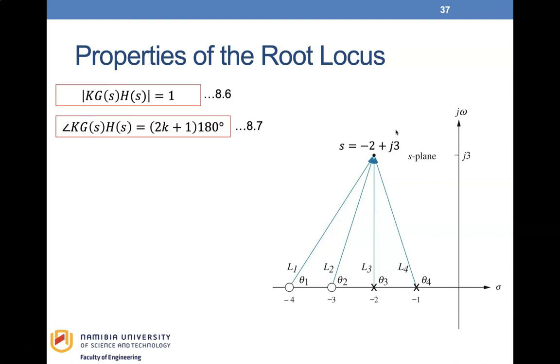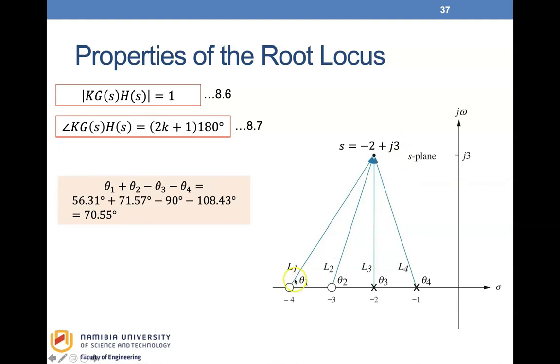Let us consider a point s equals -2 plus j3. The angle condition will be given as the sum of the angles of the zeros, represented by theta subscript 1 and theta subscript 2, minus the angles of the poles, given by theta subscript 3 and theta subscript 4. This gives us a sum of 70.55 degrees, which does not satisfy the angle condition. Therefore, the point -2 plus j3 is not a closed loop pole for any gain.